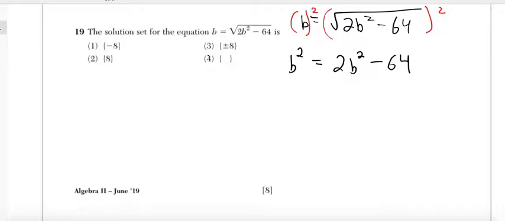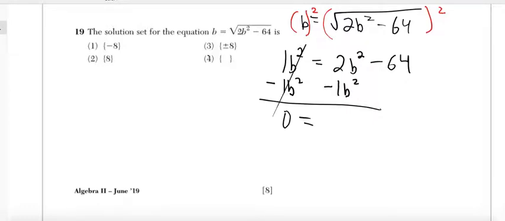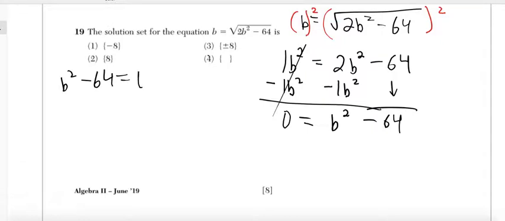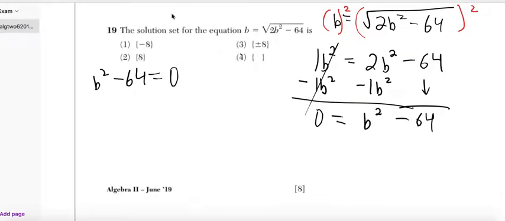Now I'm going to put a 1 in front of this b squared and subtract it on both sides. So I have a quadratic equal to 0. You could have used inverse operations as well. 2b squared minus 1b squared is 1b squared, or just b squared. Bring down the negative 64, you get this. I'm going to rewrite the equation right here as b squared minus 64 equals 0. Now we could have used inverse operations and square roots, add the 64, take square root, but I'll factor this just so we could get the two roots separately.